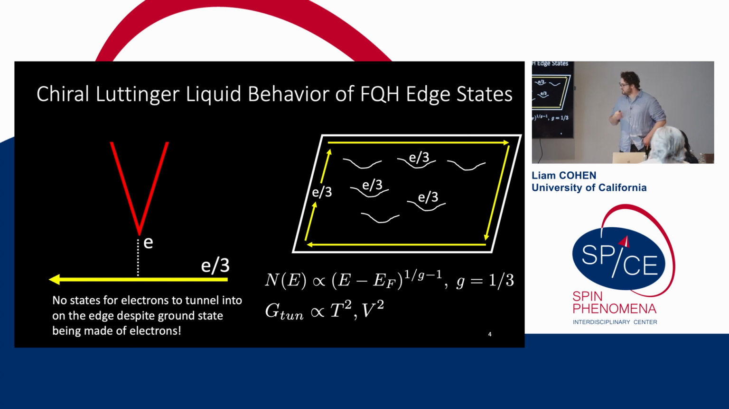It's pretty easy to understand why. Basically, if you have these e/3 modes that are propagating along your dissipationless chiral edge mode, if you try to tunnel an electron into it, there's just no available states for that electron. So this leads to a vanishing density of states at the Fermi level that is actually predicted to decay with a very particular power law that is dependent on the wave function and the bulk topology of the system, and should give you a power law dependence of the tunneling conductance that scales both quadratically for the nu equals 1/3 state in temperature and in voltage.